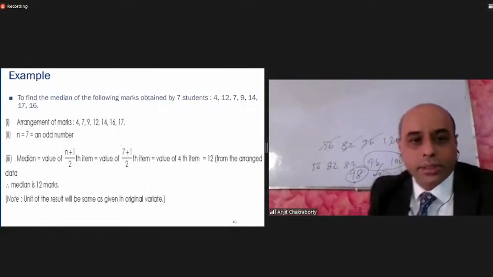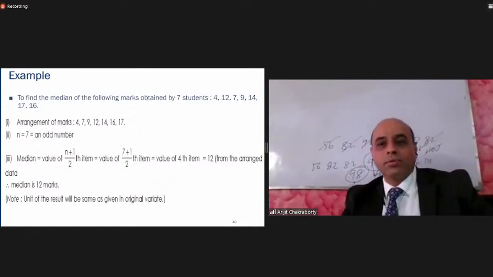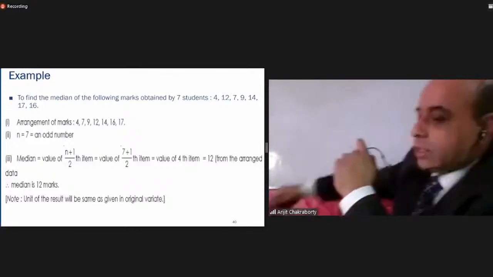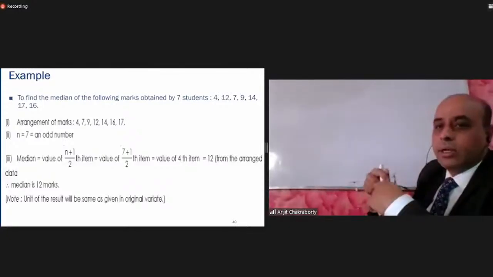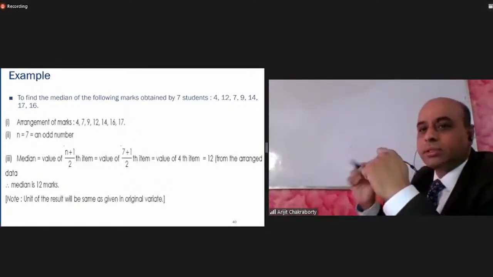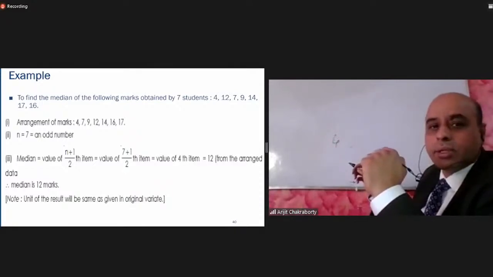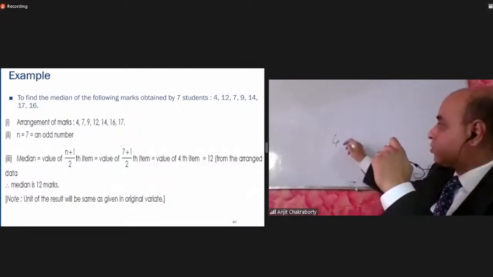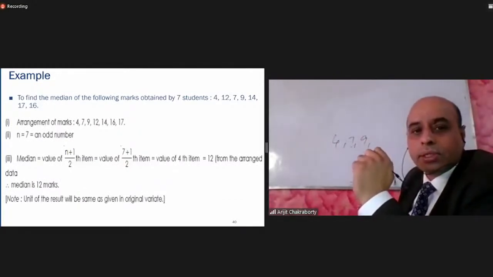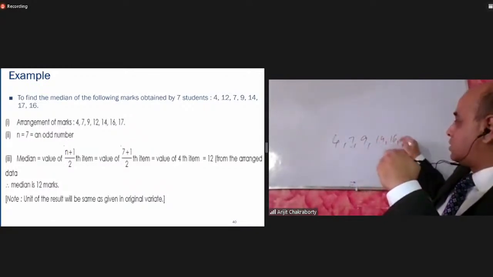Now let us see this example. To find the median of the following marks: 4, 12, 7, 9, 14, 17, 16. The solution is there, but let us try and do it first and then check it. I will first arrange it. Lowest is 4, then the next number is 7, then 9, then 12, 14, 16, and 17.